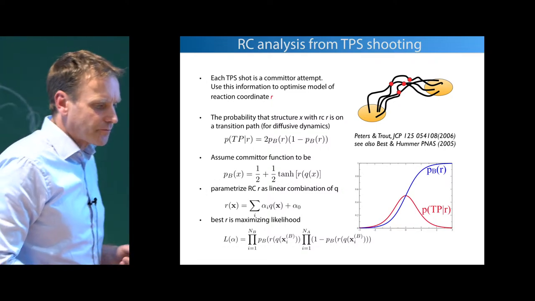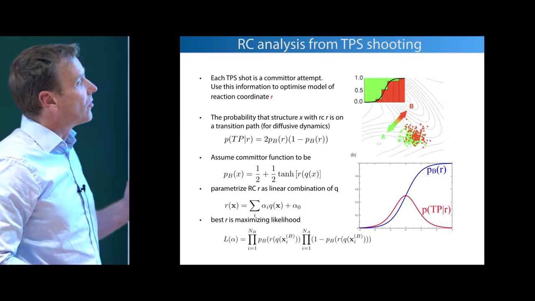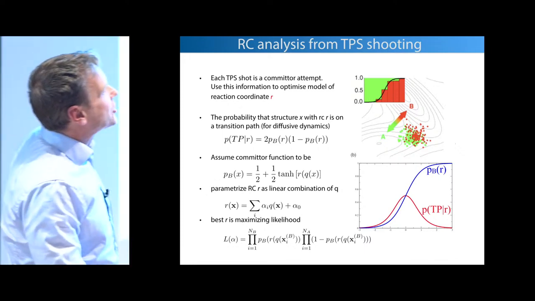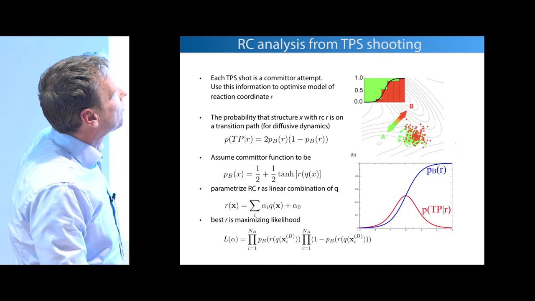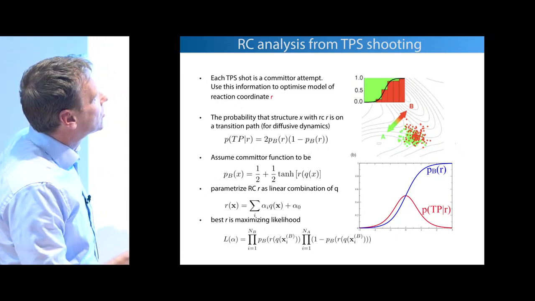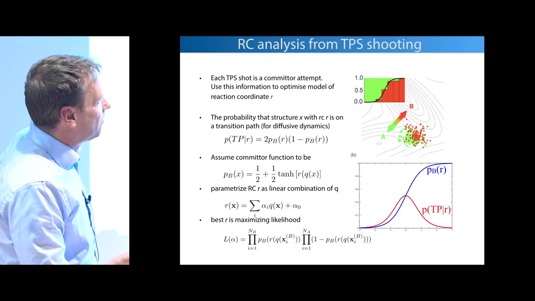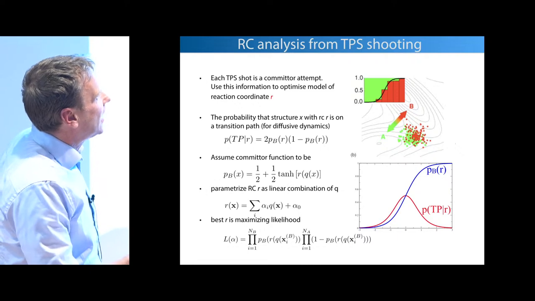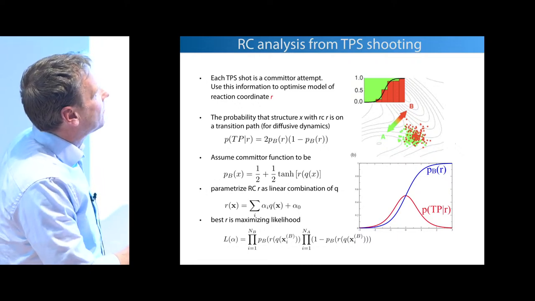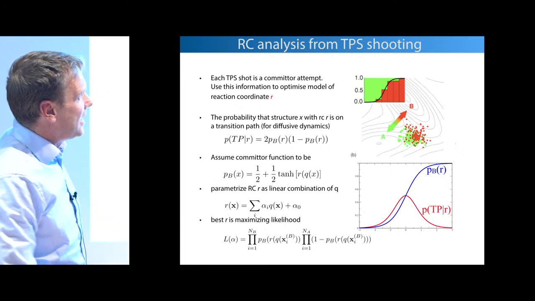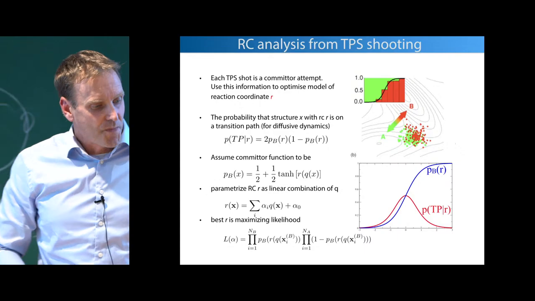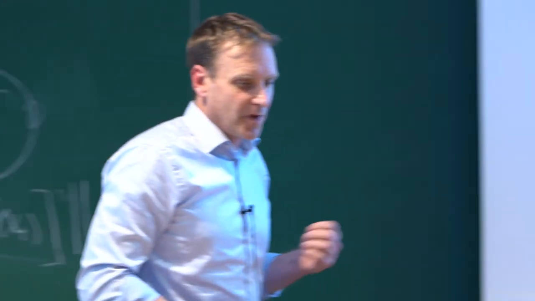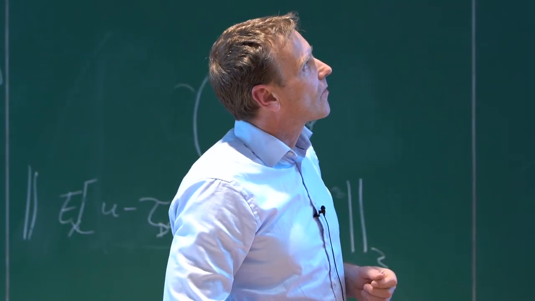Now, this can be done, and we applied it to several applications, but here is a very simple approach from the Peters and Trout paper. So here is a two-dimensional potential. We actually sample the shooting points. The green ones go to A, and the red ones go to B, and then you can actually find out the direction of the best collective variable. Now, this is all very fine, and this is actually at the heart of all these methods that try to optimize the reaction coordinate.